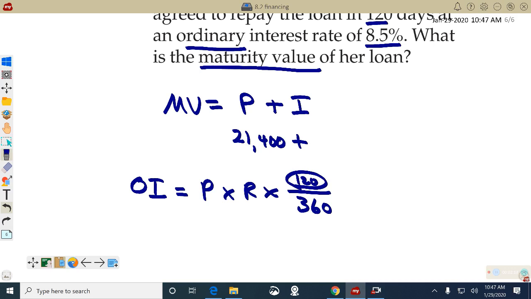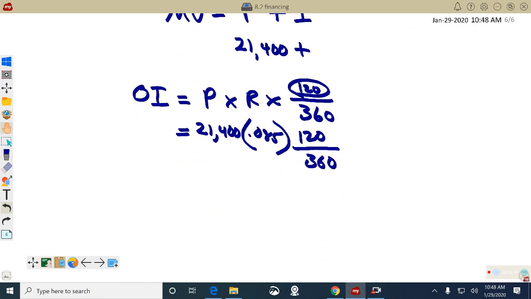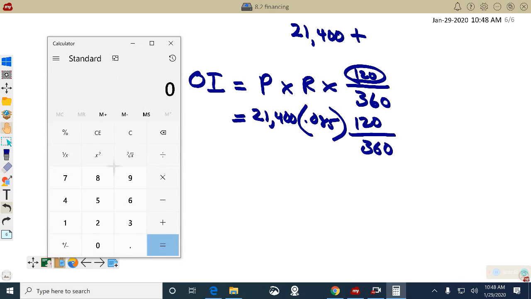So let me just now plug and chug. The principal is 21,400 times the rate, but remember the rate is 8.5%, so I'm going to express 8.5 as a pure decimal. Remember, to express as a pure decimal, move the decimal twice to the left, so it's really 0.085. Notice that. Times 120 over 360. So if I multiply all this out, let me get my calculator here. It's going to be, let's see, 21,400 times 0.085 times 120.